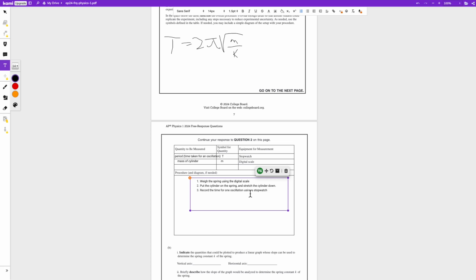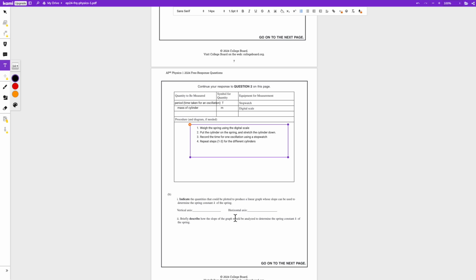So we record the time for an oscillation, we have the mass recorded, and then repeat steps 1 to 3 for the different cylinders. Because remember, you want to get a variety of data points. Now, indicate the quantities that could be plotted to produce a linear graph in which the slope could be used to find the spring constant.